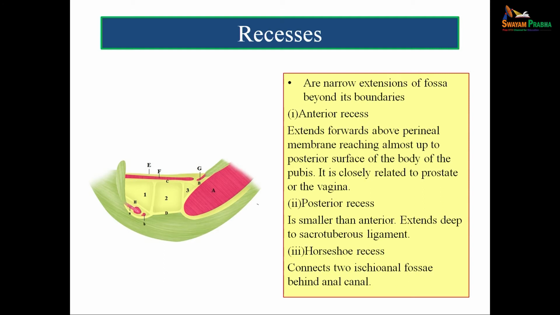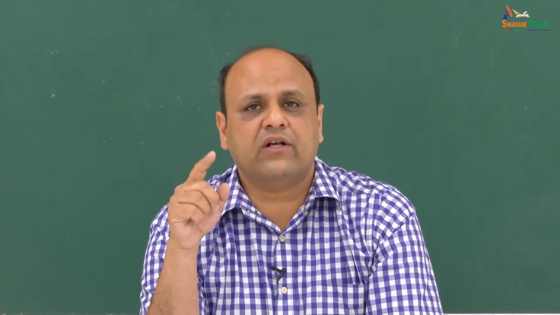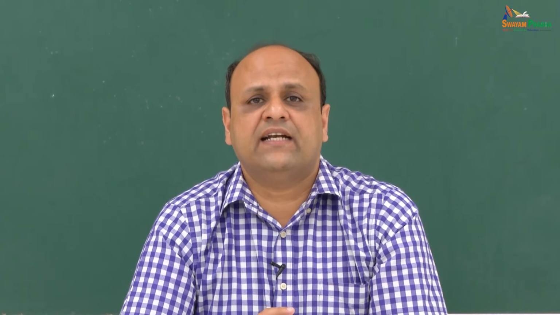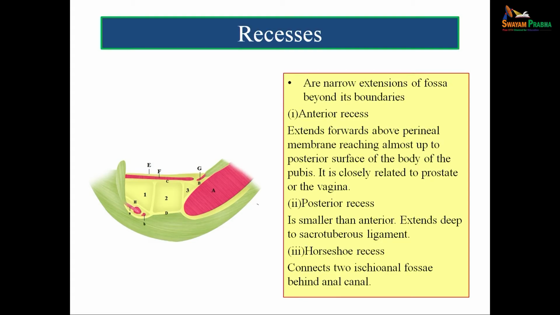Now, the ischiorectal fossa, we say, has an apex, a base, a medial wall and a lateral wall. But the story does not end here. Some parts of it extend beyond these limits, and that you cannot make out in the coronal section. So for that we have the parasagittal section. In this particular parasagittal section, 2 shows the main part of the ischiorectal fossa. The main part is the one which you saw in the coronal section, but there are some extensions of the ischioanal fossa which are marked by 1 and 3 in the figure.